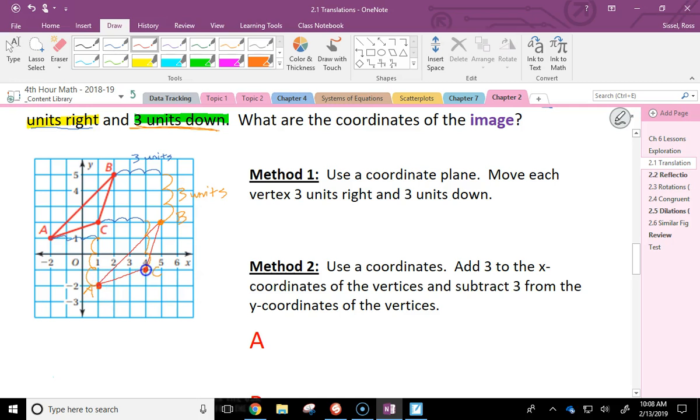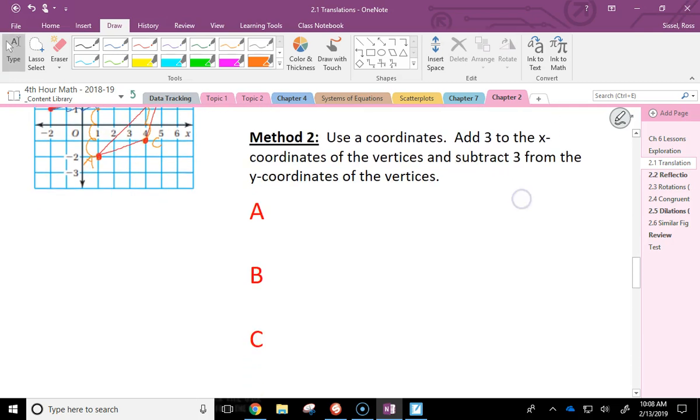So the first method is actually pretty simple to do. You just have to make sure you're following the rules, and since there's 2 of them, I'm going to show that I went 3 over, 3 down. Each coordinate point, and then I relabel each one. The other method is going to be using addition and subtraction.